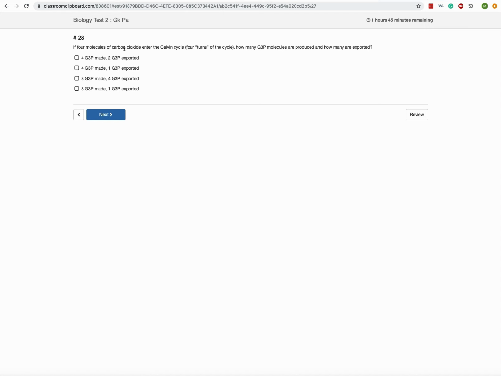If 4 molecules of CO2 enter the Calvin cycle, how many G3Ps are produced and how many are exported? This is a 1:2 ratio. So 8 are made and 1 G3P is exported. Remember, during the Calvin cycle, 5 G3Ps go on to regenerate ribulose bisphosphate, and only 1 goes on to create glucose. So that's why only 1 gets exported here.